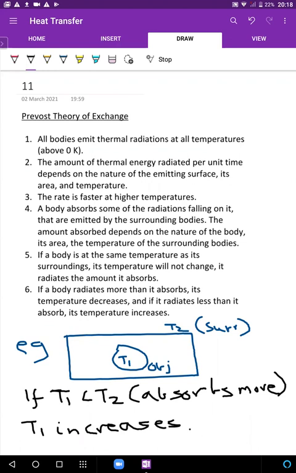Yes, it's a dynamic equilibrium. So you should understand that the main idea is that heat transfer does not stop. This is not like conduction. In conduction, the minute two bodies have the same temperature, heat transfer stops. Here, the bodies are constantly emitting heat and absorbing heat. When the temperature becomes the same, the rate of absorption and the rate of emission become the same. Okay, that's the idea.